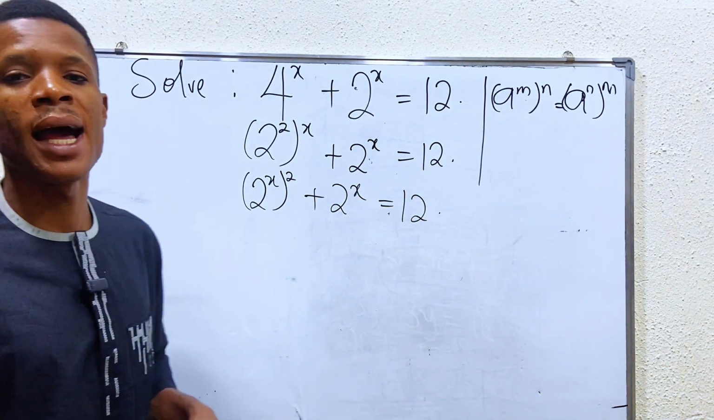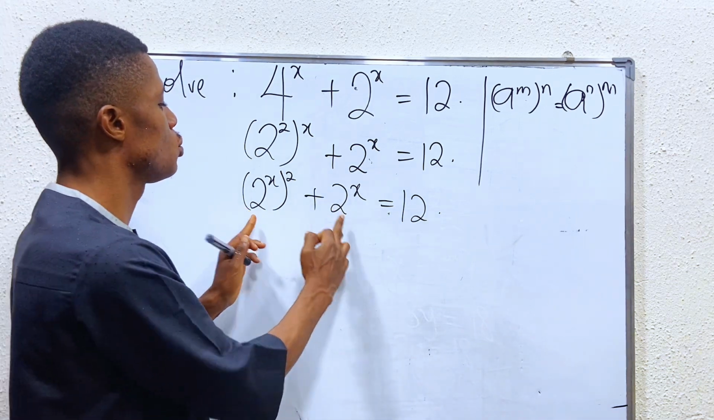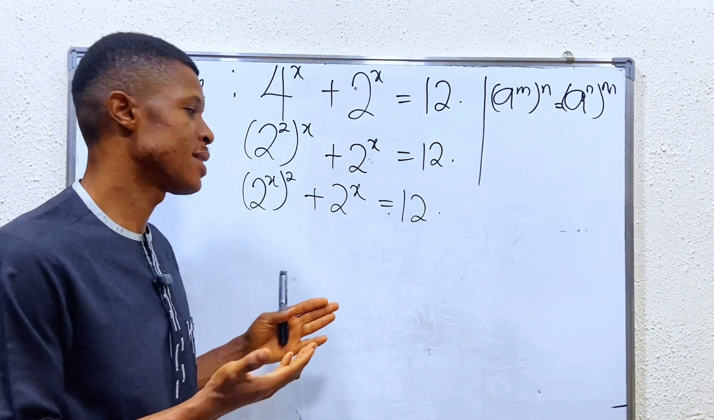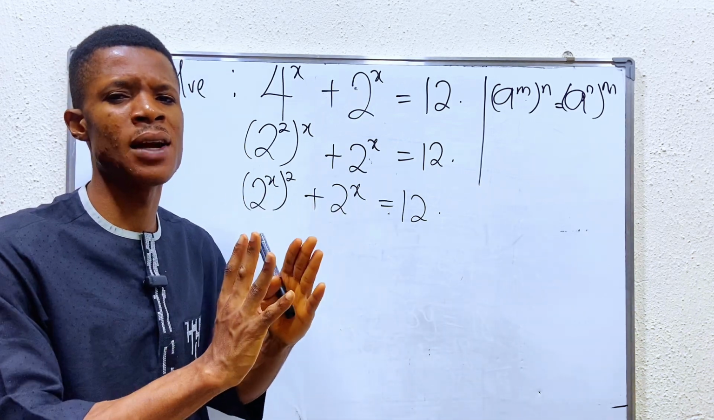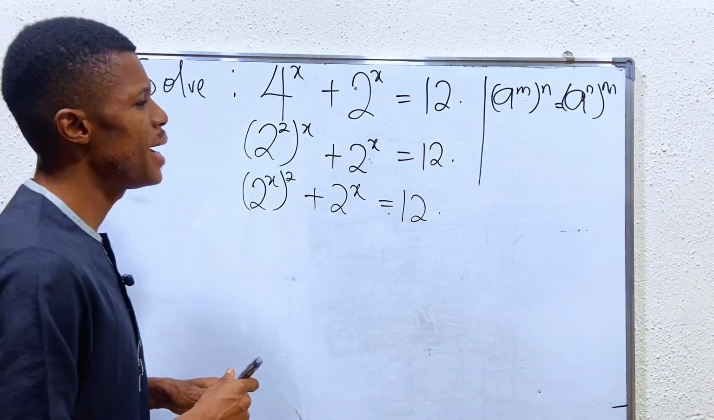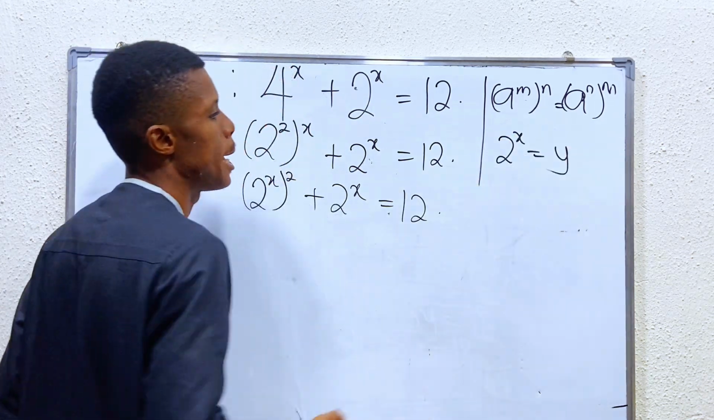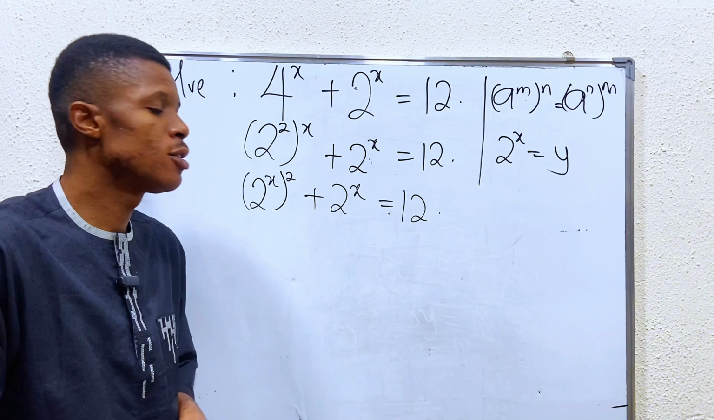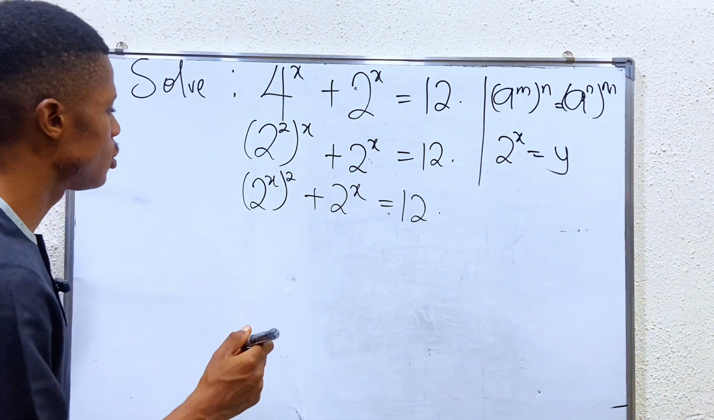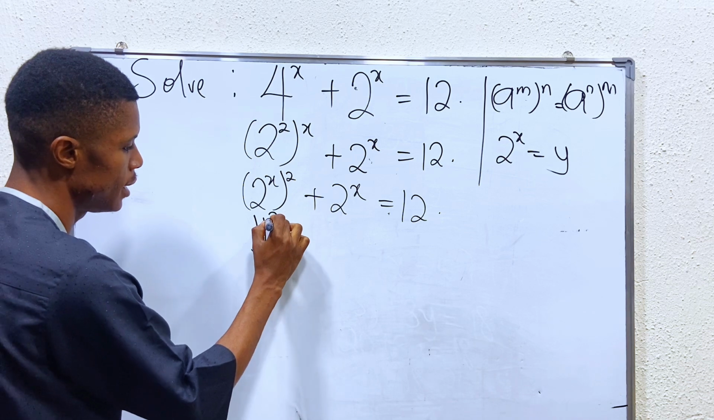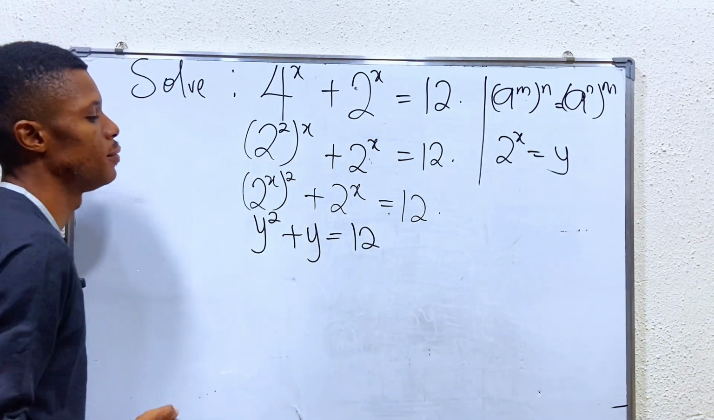So since we've applied this particular law, we can now assign, since we have this 2 power x, we can now redefine 2 power x to be a different variable. We can write it to say that 2 power x, let it be y. So wherever we see 2 power x, we are going to put y. So we write it to be y squared plus y is equal to 12.